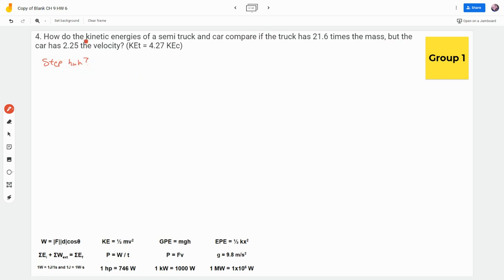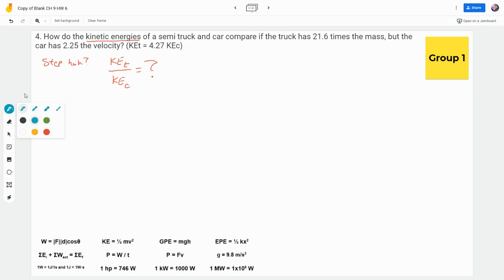Step: How do the kinetic energies compare? So, what we want is KE sub T, kinetic energy of the truck, over KE sub C, kinetic energy of the car. This is going to be equal to something, and there are no units for this, because joules divided by joules gives you nothing.